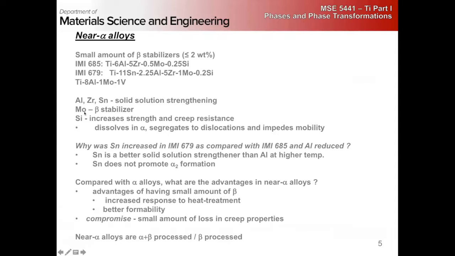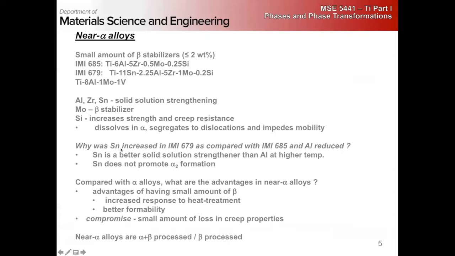The molybdenum in these is a small amount of beta stabilizer. Silicon gives you some strength and creep resistance, because it is going to segregate completely to the alpha, but then segregate to dislocations and impede mobility. So silicon will want to align itself on the dislocation cores.